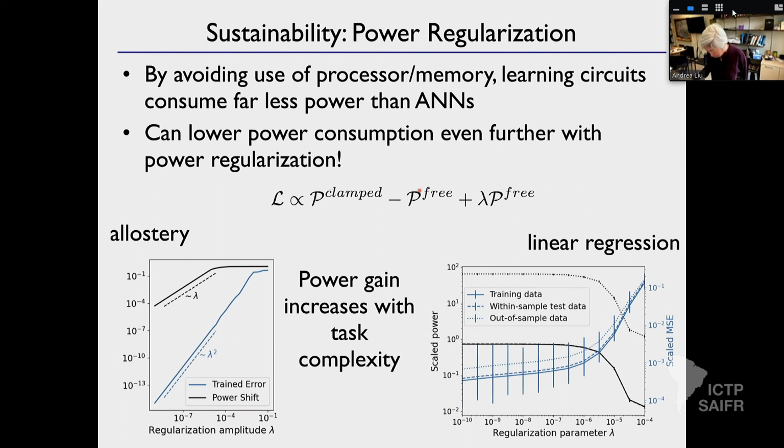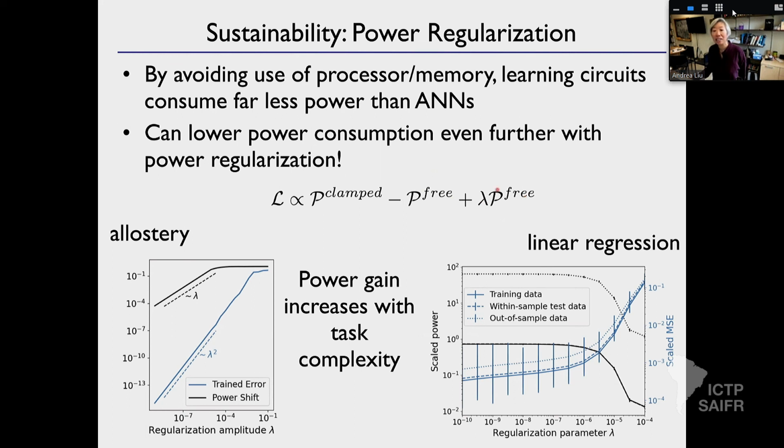nowadays for sustainability, minimizing power consumption during learning is a really important thing. And already by avoiding the use of a processor and memory, they consume much, much less power. But we can lower it even further by adding a term to the learning cost function that just wants to minimize the power in the free state. So this is the learning cost function. This is the power regularization term.